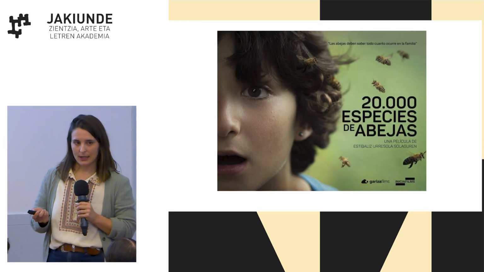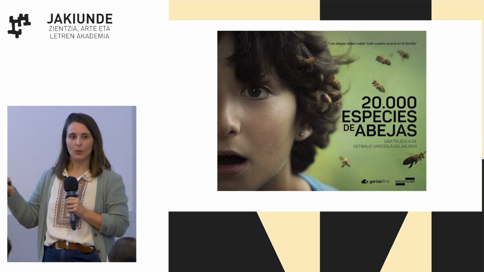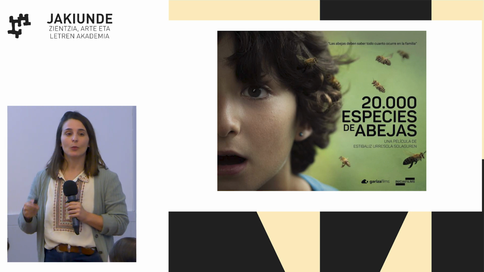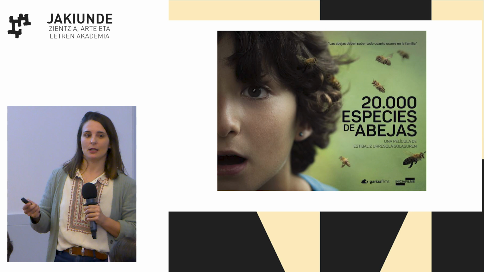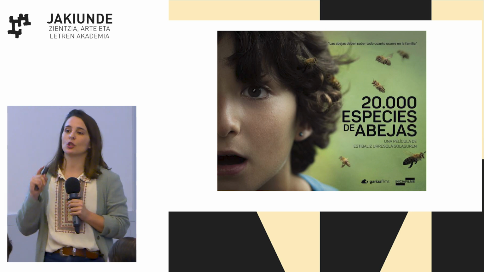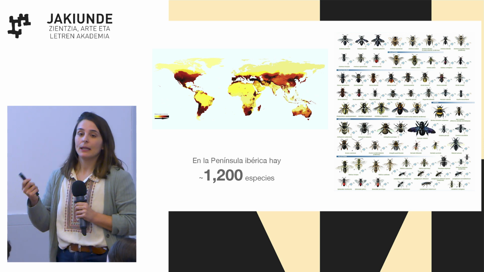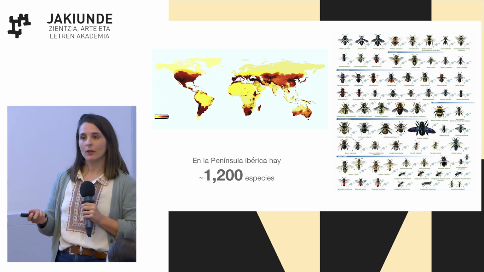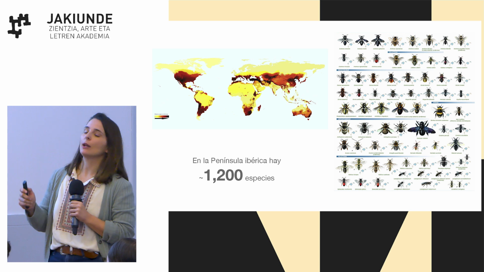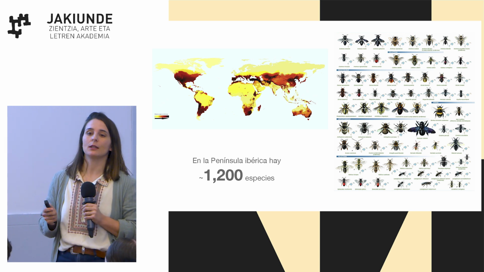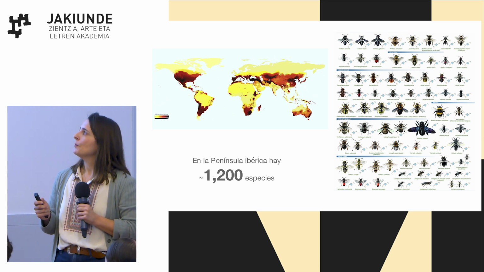But the truth is, and thanks to this film, I hope you all know now, that there are more than 20,000 bee species in the planet. And the honeybee is just one of those 20,000 bee species. The Iberian Peninsula in particular is a hotspot of diversity of this group. So here we have more than 1,200 species of bees.